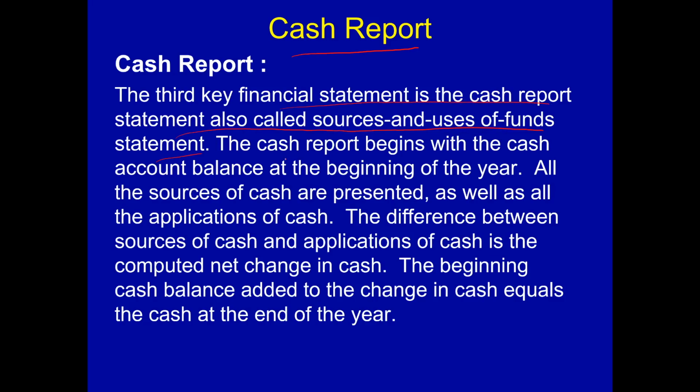The cash report begins with the cash account balance at the beginning of the year. All the sources of cash are presented, as well as all the applications of cash. The difference between sources of cash and applications of cash is the computed net change in cash. The beginning cash balance added to the change in cash equals the cash at the end of the year.